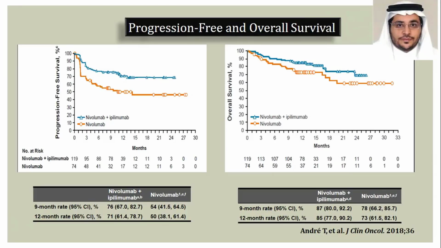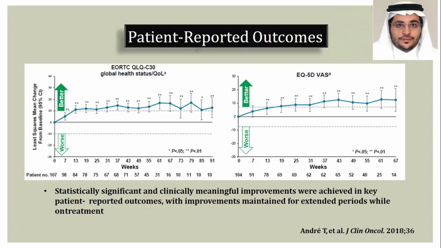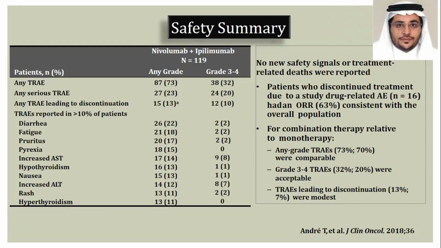If you see the progression-free survival, there is a very excellent, nice separation, with almost 76% at 9 months and almost 71% at 12 months, compared to nivolumab alone, 54% and 50%. For overall survival, 87% were still alive at 9 months and 85% at 1 year. Remember, these are heavily treated patients, and compared to nivolumab it is slightly better. In this trial, patient-reported outcomes showed remarkable improvement in quality of life.